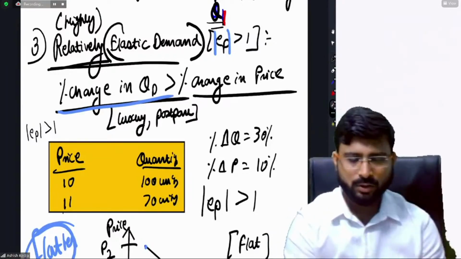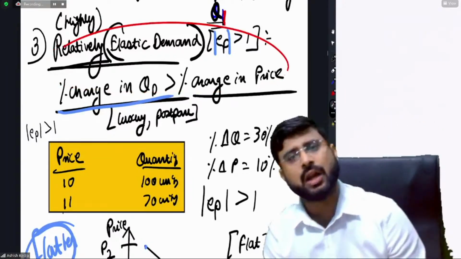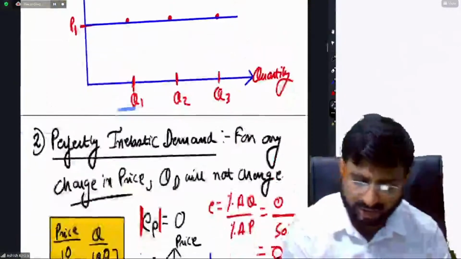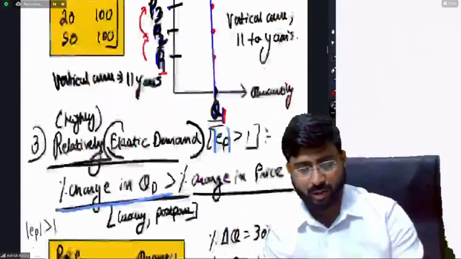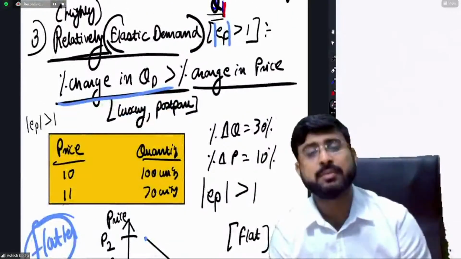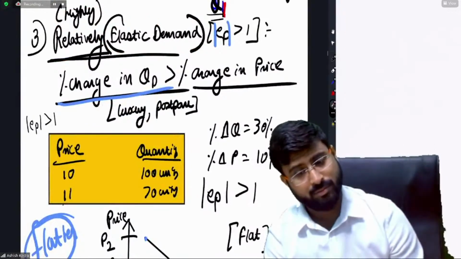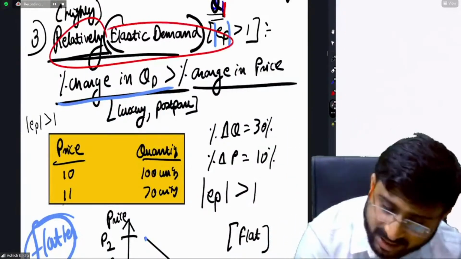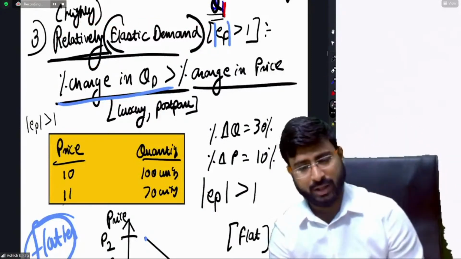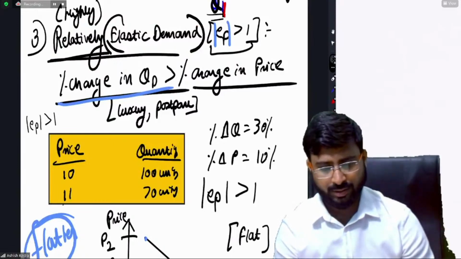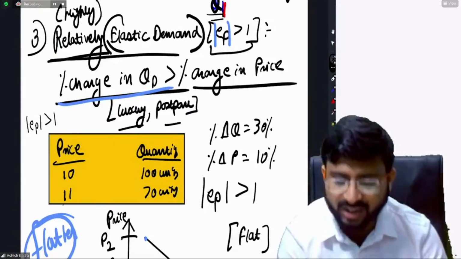Okay, great. So everyone, perfectly inelastic demand is done now. Relatively elastic demand we are going to do now. Remember, relatively elastic demand is also called highly elastic demand. Here, value of elasticity is greater than 1. It happens in case of luxuries.